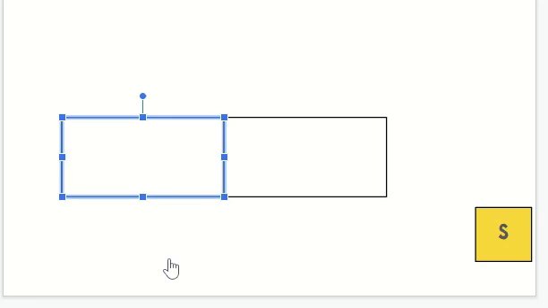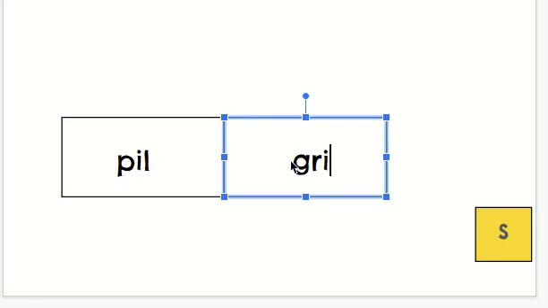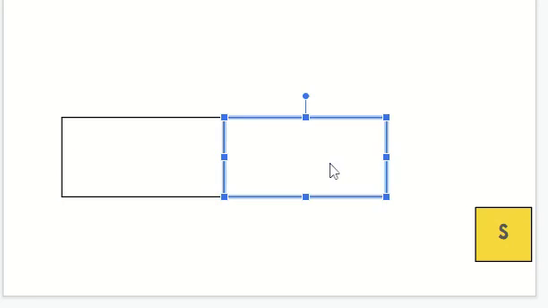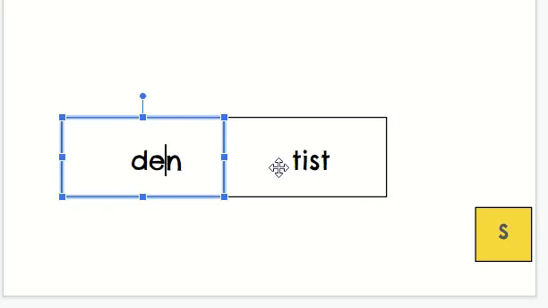The next word is pilgrim, but it looks like pilgrim. Repeat it. Pill. Grim. Pilgrim. But we don't say pilgrim, we say pilgrim. And in this word, that first syllable has the accent. Our last word is dentist. Repeat. Dentist.